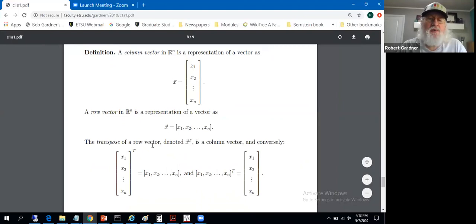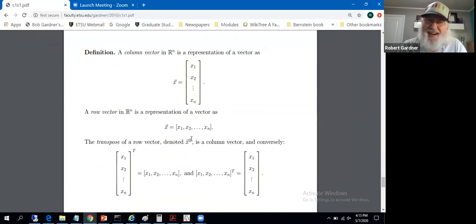The transpose of a row vector is a column vector, and it's denoted by putting a little t superscript on there. It's not an exponent, it's an operation. It says take this column vector with entries x1 through x sub n, transpose it to create this row vector with entries x1 through xn, or take this row vector with entries x1 through xn, transpose it to create the corresponding column vector. So to transpose a vector is to switch it from a row vector to a column vector, or column vector to a row vector.